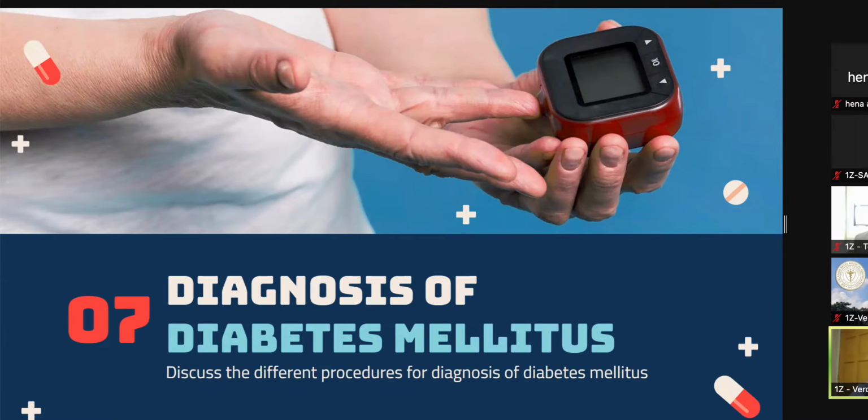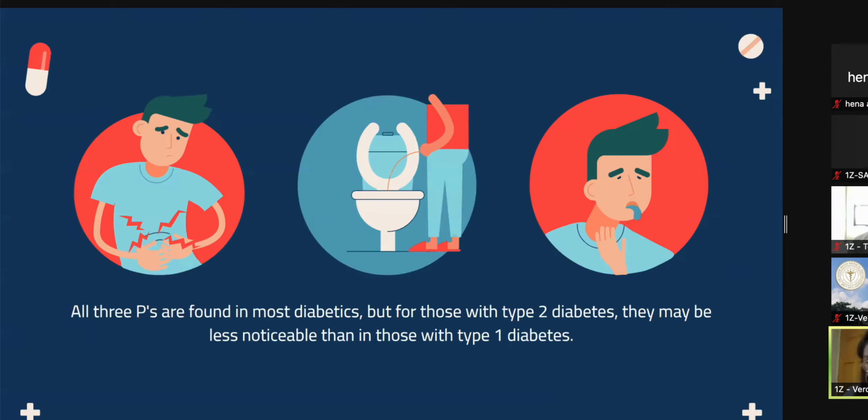So for our next discussion, differentiate the procedures for diagnosis of diabetes mellitus. All three P's are found in most diabetics, but for those with type 2 diabetes, they may be less noticeable than in those with type 1 diabetes. In some cases, those with diabetes may not experience these symptoms at all and could still have the condition. So for a healthcare provider to diagnose diabetes, they will take note of these symptoms and perform some tests.